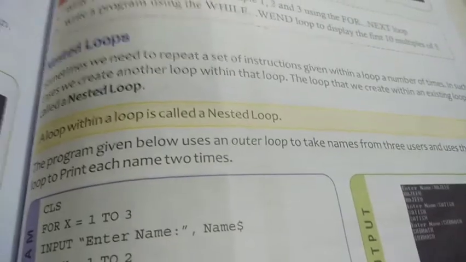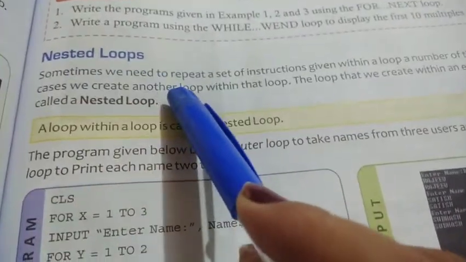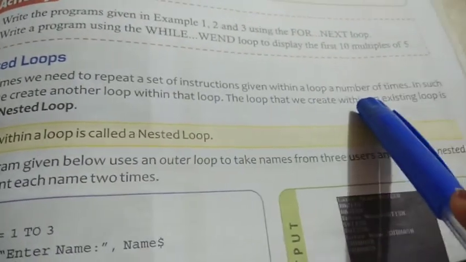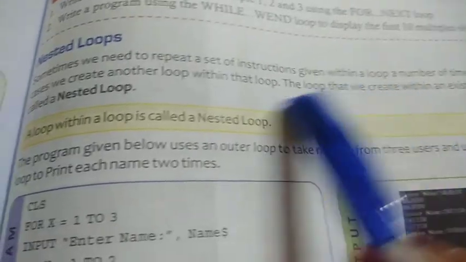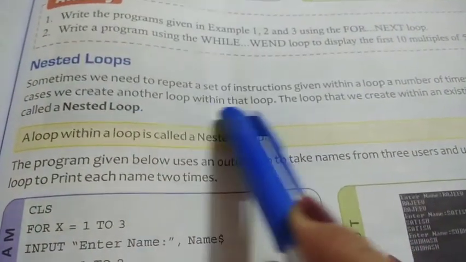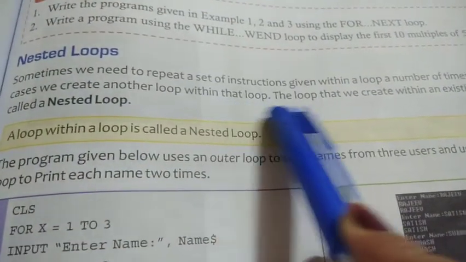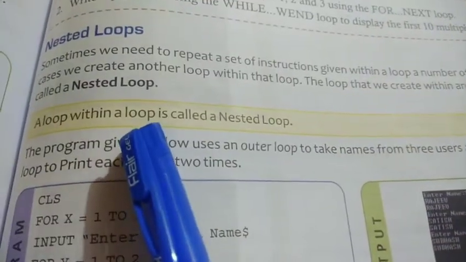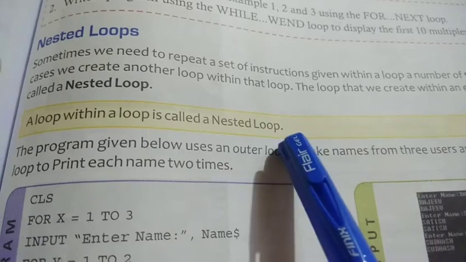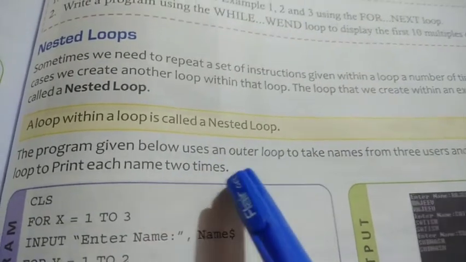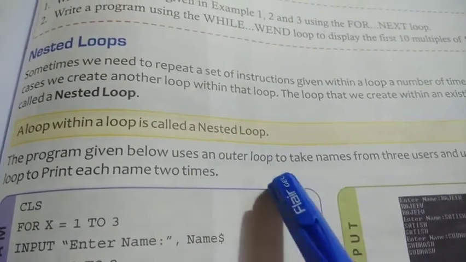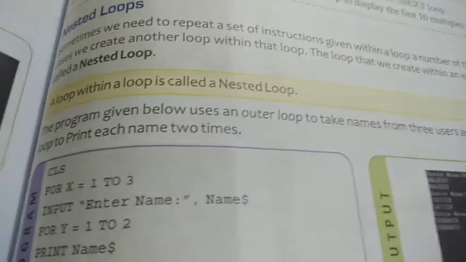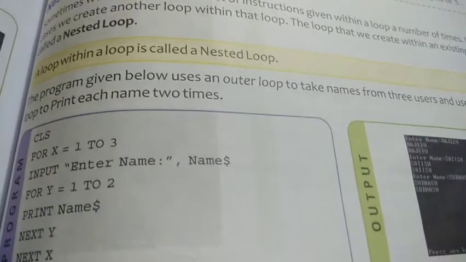Now the next and last topic is nested loops. Sometimes we need to repeat a set of instructions given within a loop a number of times. In such cases we create another loop within that loop. The loop that we create within an existing loop is called a nested loop. A loop within a loop is called a nested loop. The program given below uses an outer loop to take names from three users and uses the nested loop to print each name 2 times.